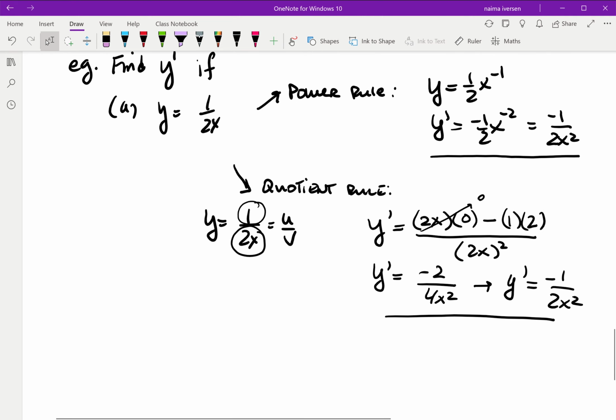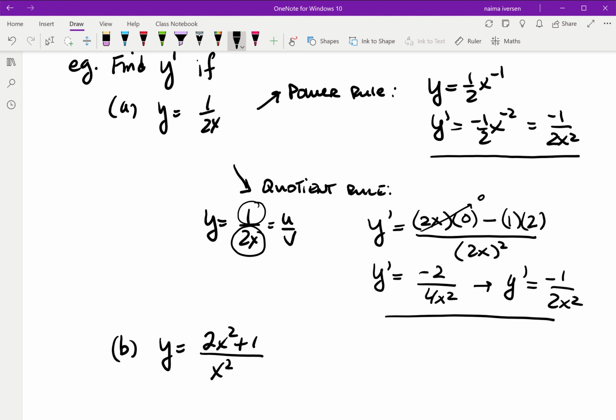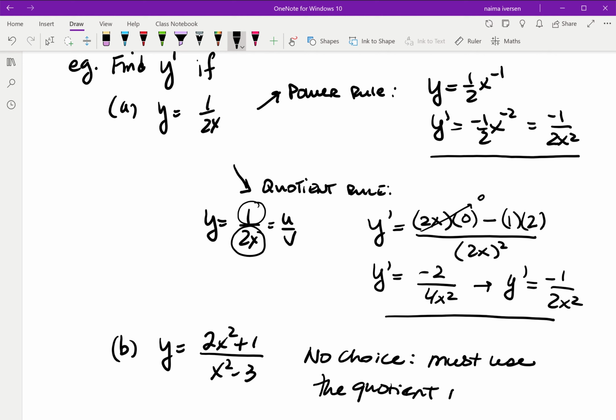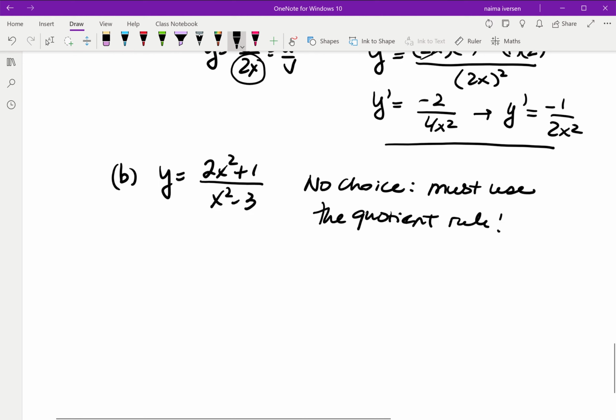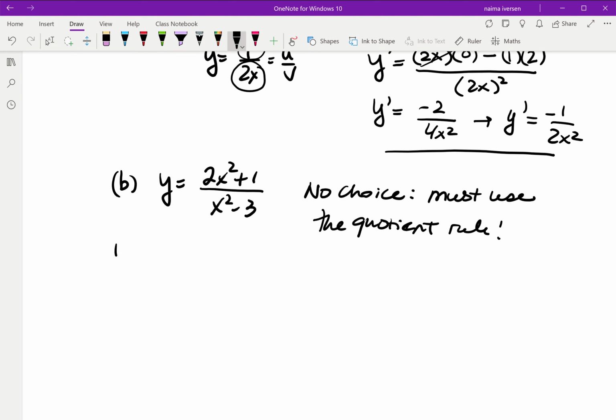So with this one, you get a choice, but with our next one, you do not get a choice. So if I had something like 2x squared plus 1 over x squared minus 3, there is no choice for this one. You must use the quotient rule, because you can't write this as just 1 power of x. So when we take a look at this, we think about your y is equal to u over your v.